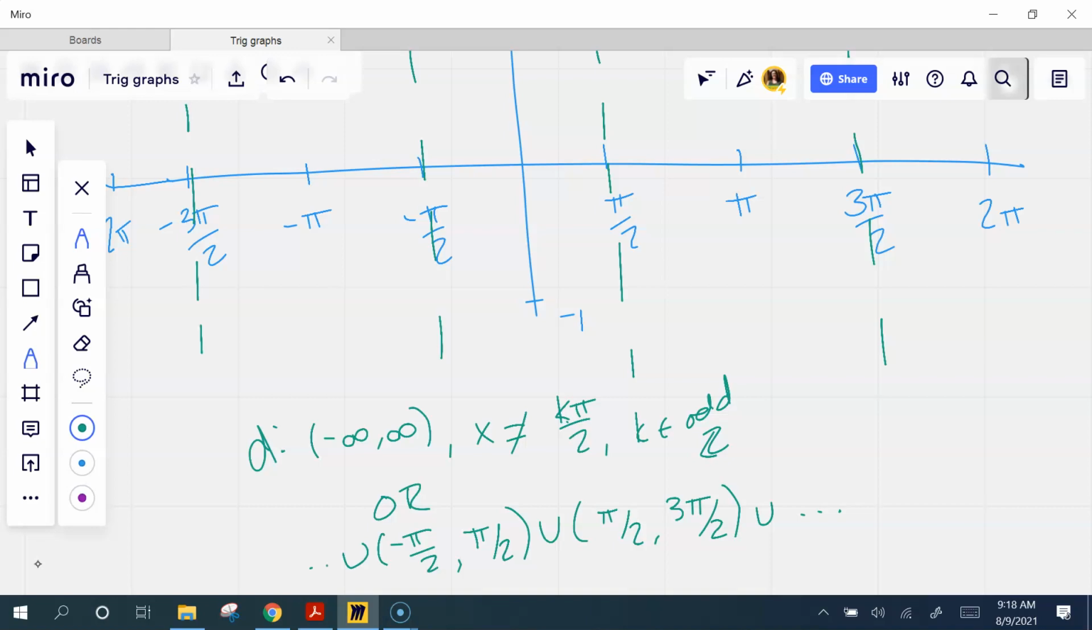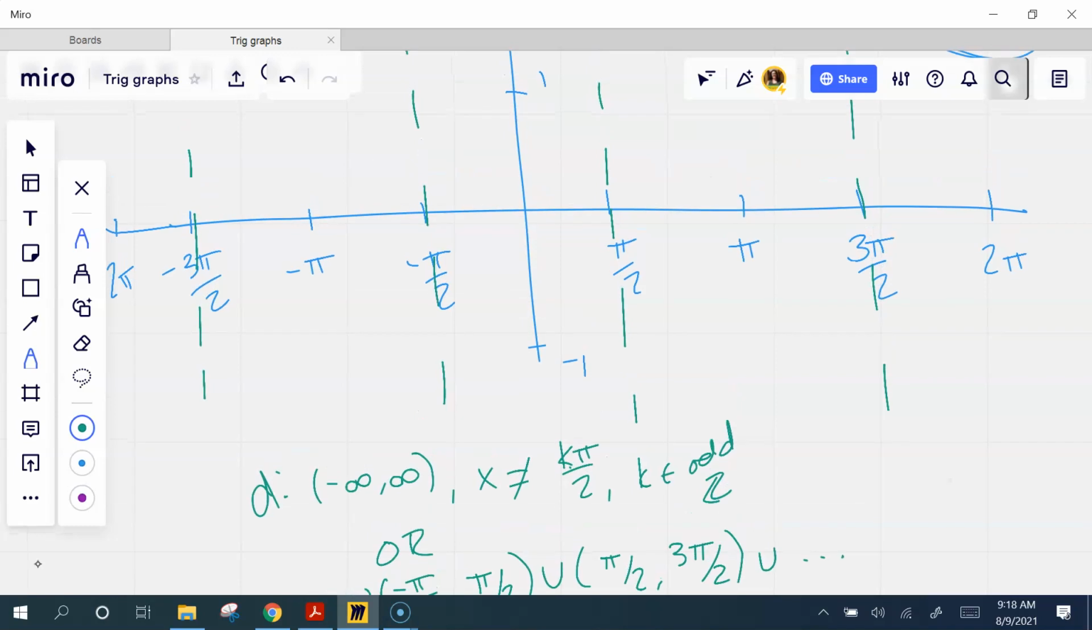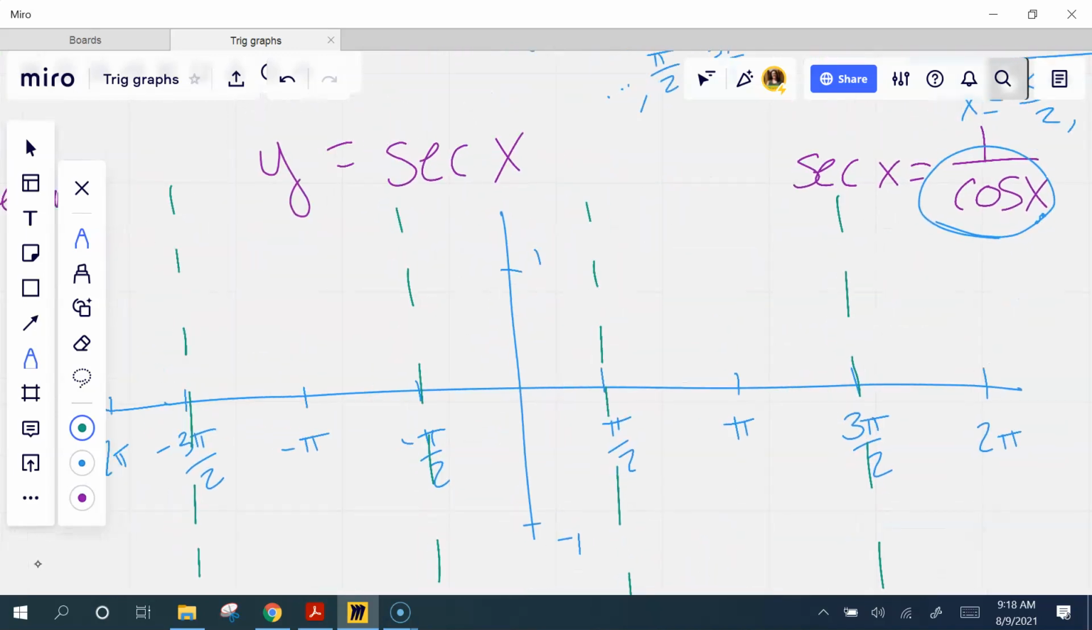You can do either one. You can do it with union, or you can do it by defining k. Combine them. Yeah, kind of. All right. Let's graph it so we can look at the range.